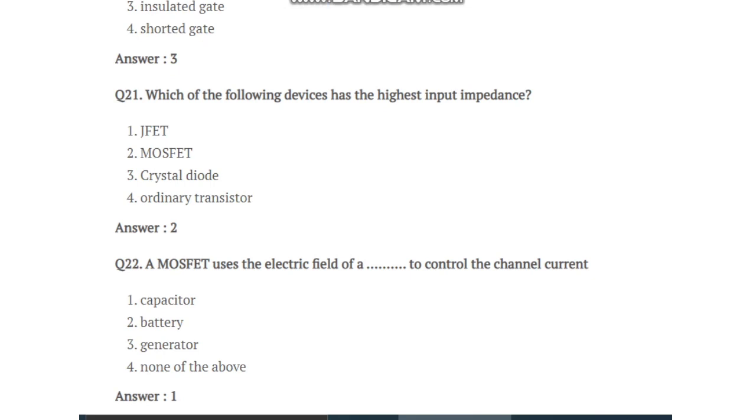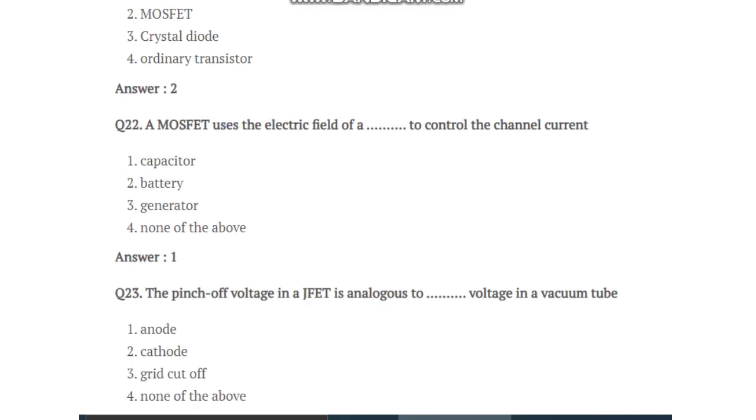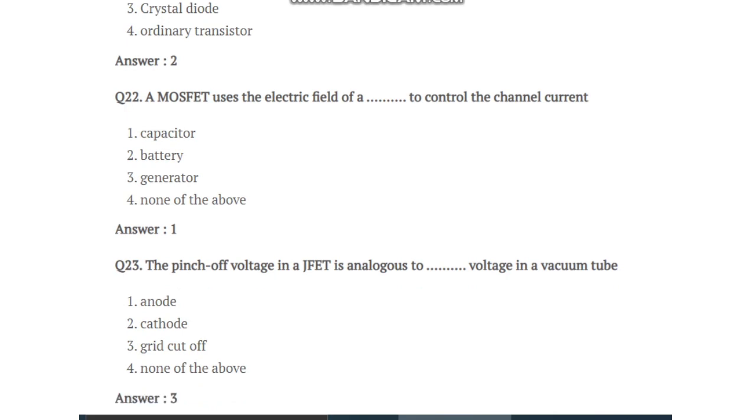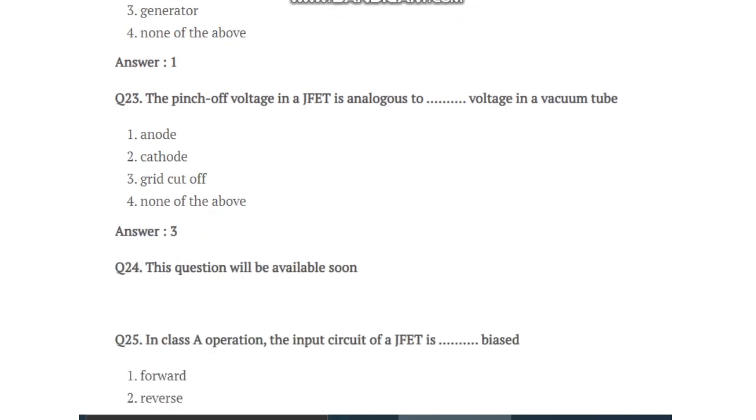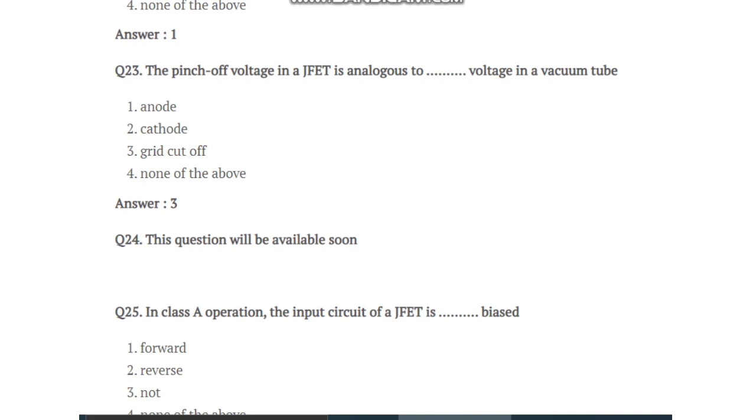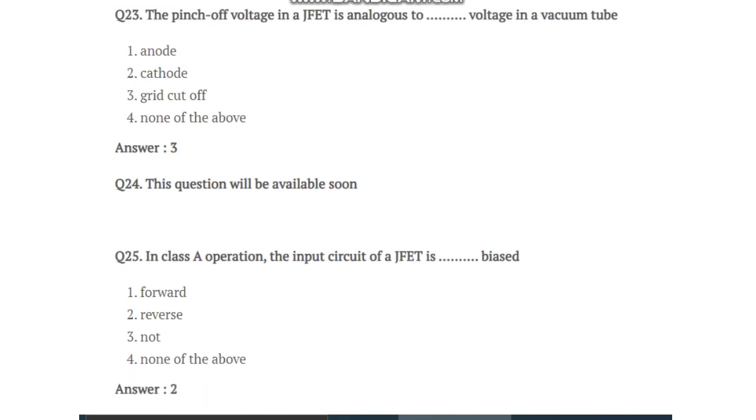Which of the following device has the highest input impedance? MOSFET has highest input impedance. MOSFET uses the electric field of dash to control the channel current. Capacitor, it is used to control the channel current. A pinch off voltage in a JFET is analogous to dash voltage in a vacuum tube. It is grid cut off voltage in a vacuum tube.